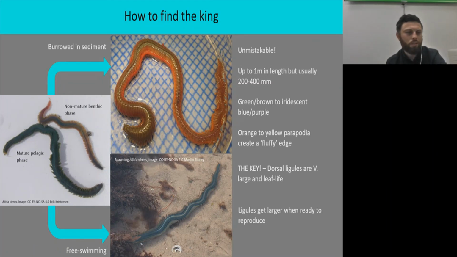When the animal is ready to reproduce, it needs to swim to its spawning grounds. So to help with this, it goes through a transformation known as epitoky, where the digestive system completely disintegrates and the ligules become much larger, acting as flippers. This change is linked to the temperature of the water, the phase of the moon, and the photoperiod, or how long daylight lasts. This transformation usually occurs around spring in Ireland.